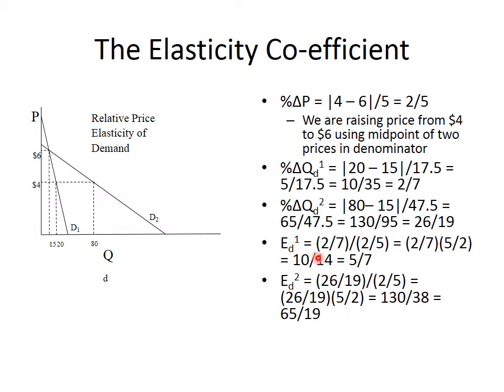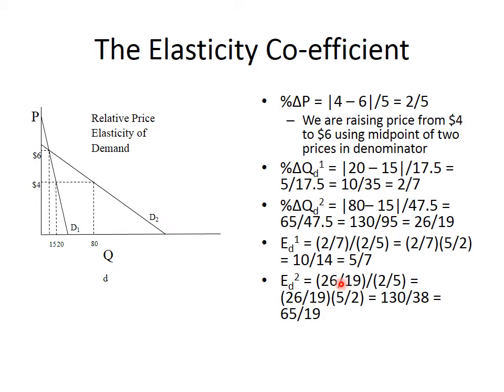Okay, and so we look at the elasticity of the first demand line, and we have the 2/7ths, which is the change in quantity that we calculated, divided by 2/5ths, the change in price. We end up with 5/7ths. It should be pointed out that this is a number less than 1, and so this is inelastic. Now, just from a quick glance at the graph, we can see that this line looks a lot less sensitive to a price change than this line. So our intuition is confirmed.